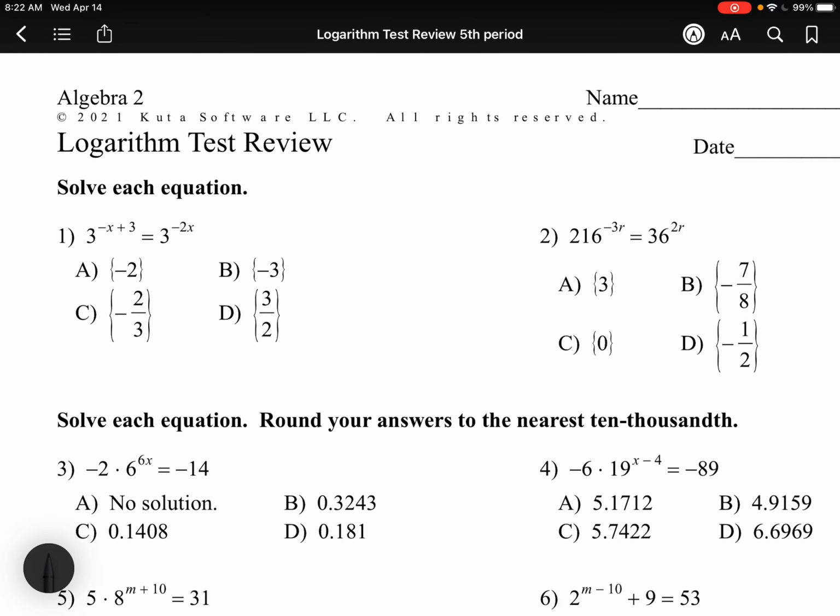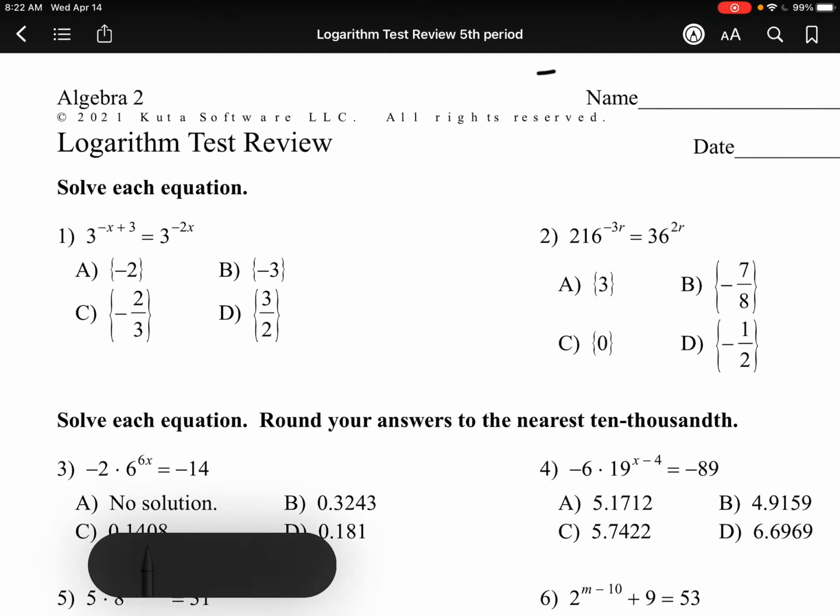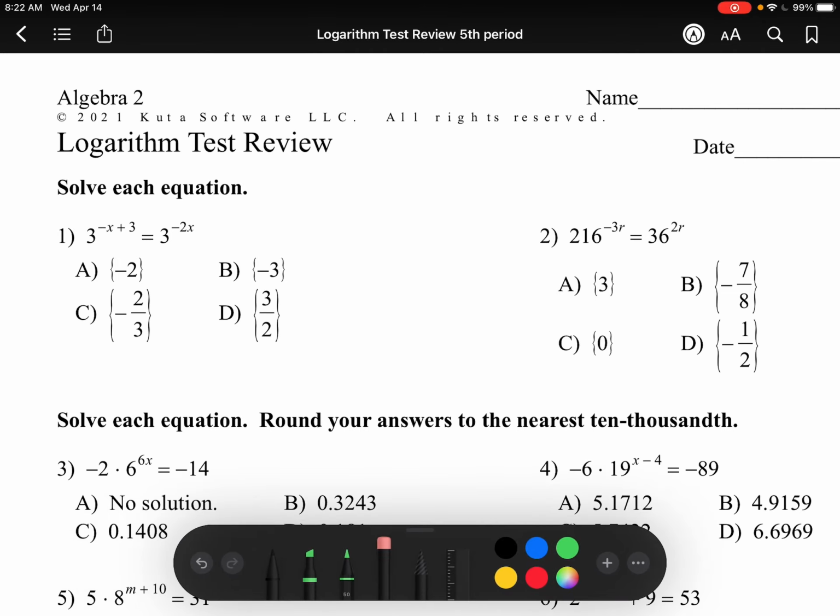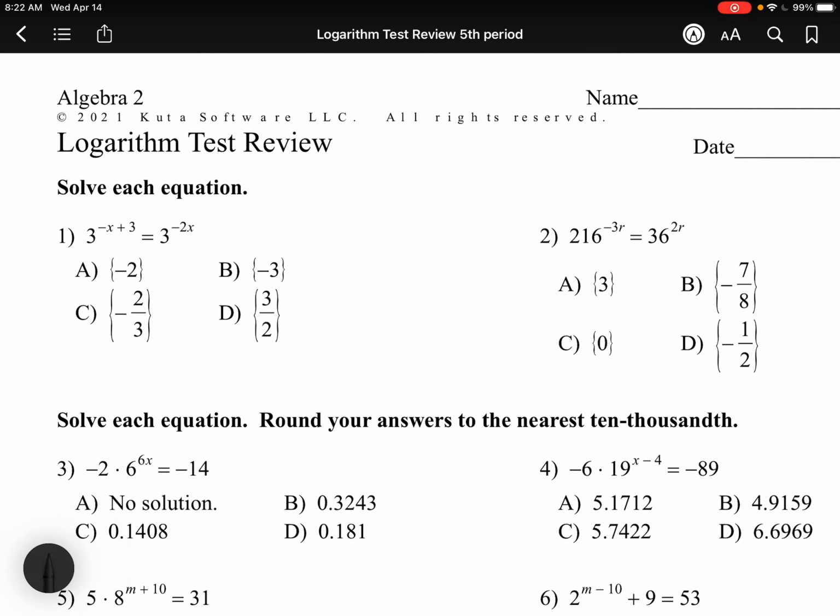All right, so I'm going to be going over the logarithm test review here. For our first two questions, we have exponential equations. With exponential equations, the first thing you want to do is have the same base. So you're going to be looking at the bases, and the base is the number that carries an exponent. If you have the same bases, you can immediately solve. You just set the exponents equal to each other and then solve for the variable.